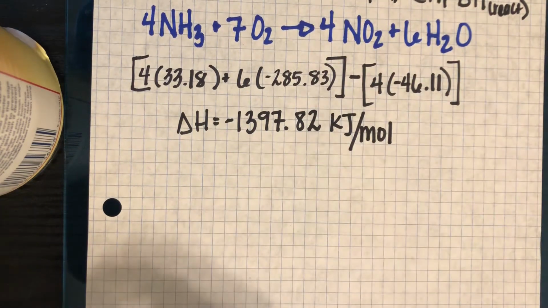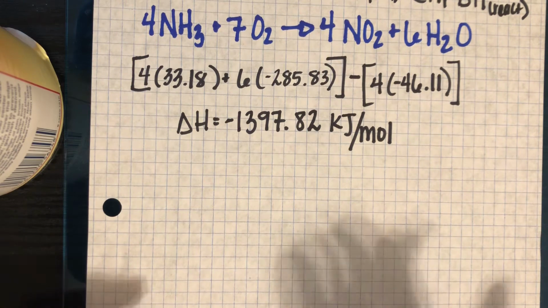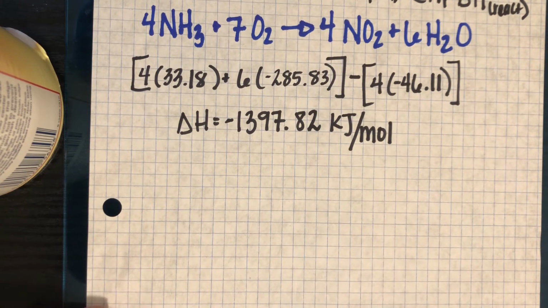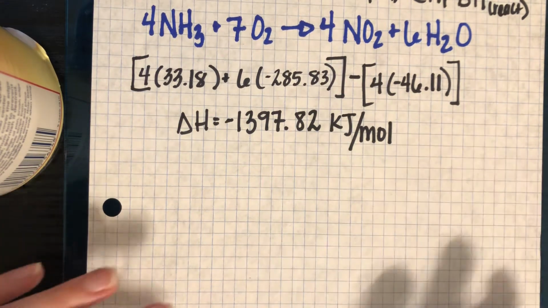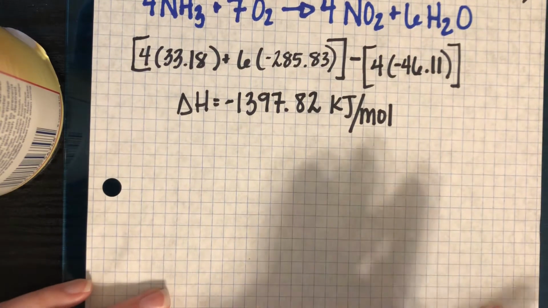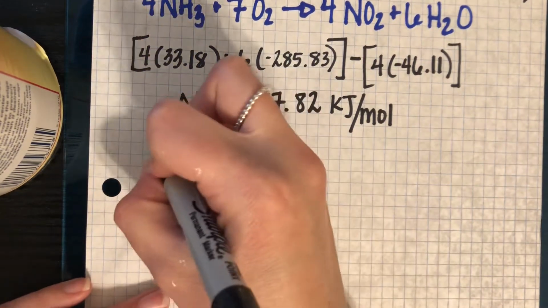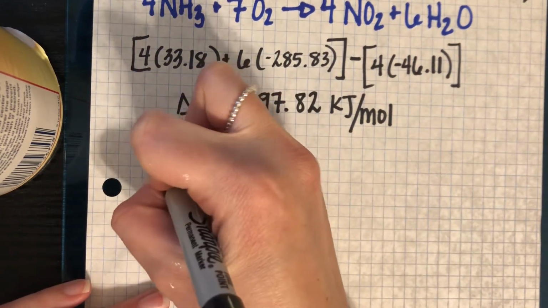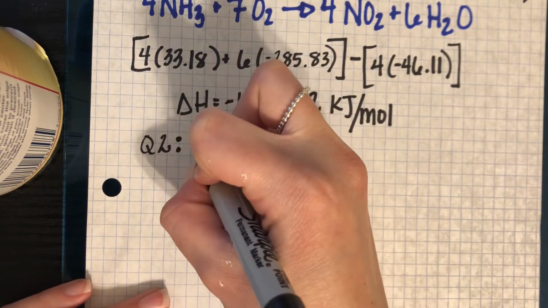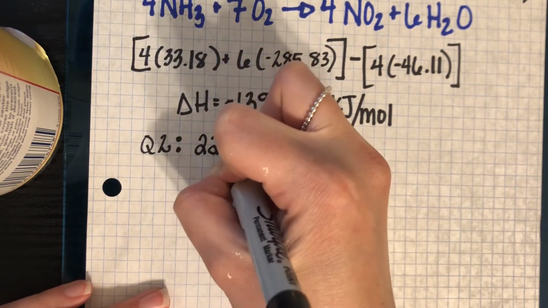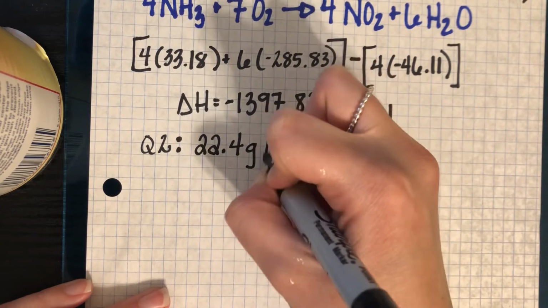Now the second part says, how much heat will be released if 22.4 grams of ammonia is burned? The way that she did it in the video is a little bit out of order than how I would probably explain it, so let me explain it my way. This would be question 2. We know we have 22.4 grams of ammonia.